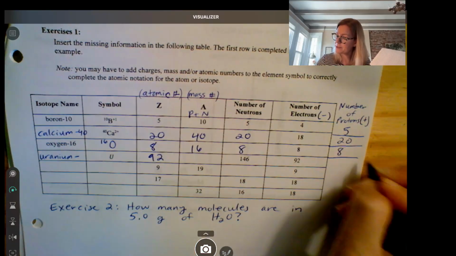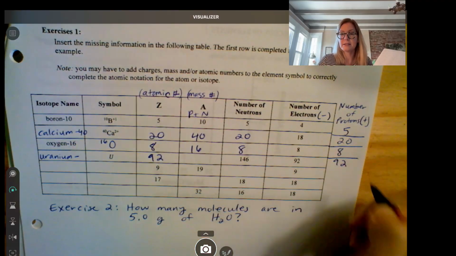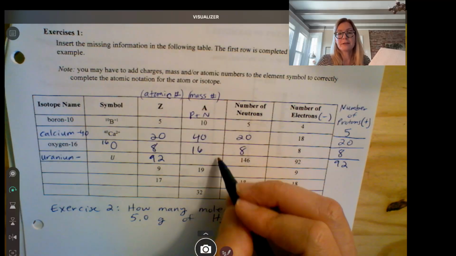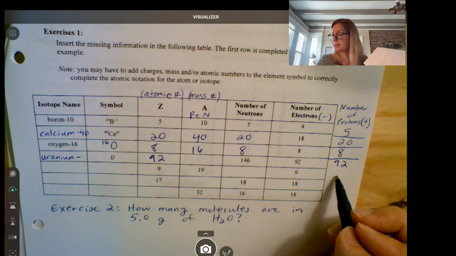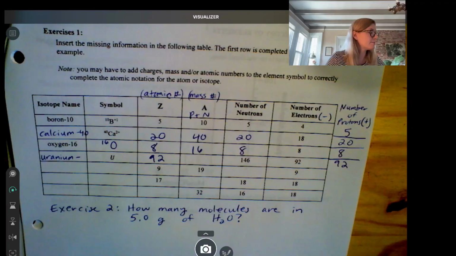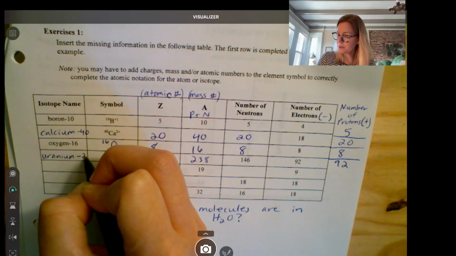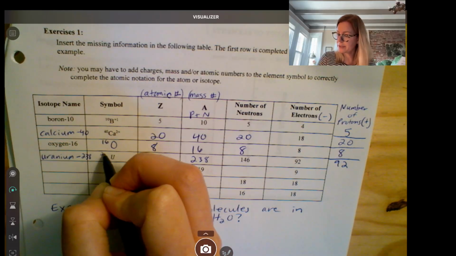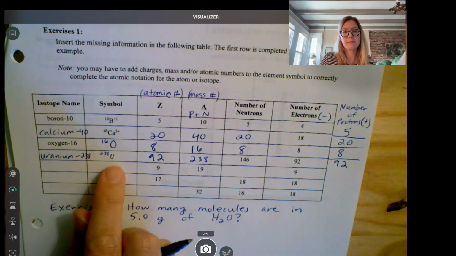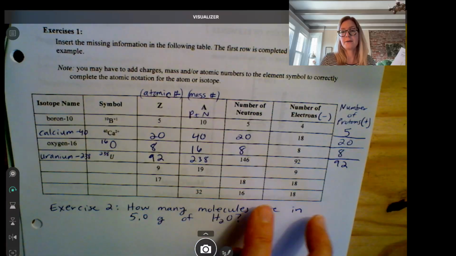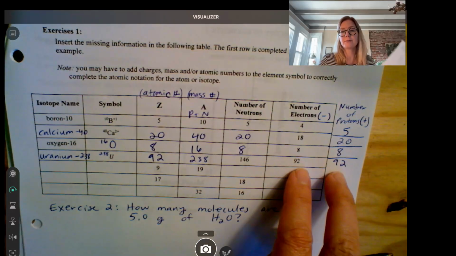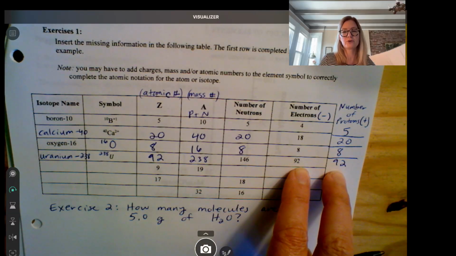If the atomic number is 92, that means the protons is 92. And if we want to figure out the mass number, we do the protons plus the neutrons. So do 146 plus 92, and you get 238. So it's uranium 238, and put the 238 up high, and then the U. The protons and electrons are equal, so there's no charge on this uranium. It's a neutral atom, okay?